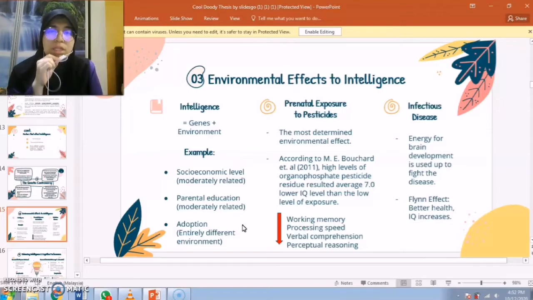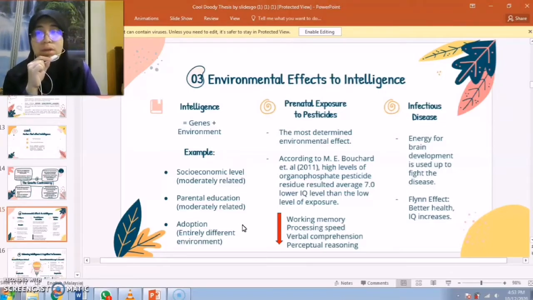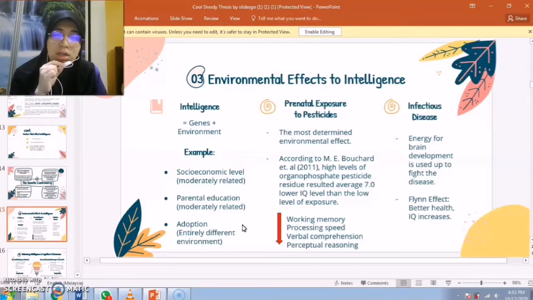So the third one is environmental effects on intelligence. Intelligence is the product of genes plus environment. It is affected by both genes and environment. For example, socioeconomic level is moderately related, because research found that if your socioeconomic level is high, then the children will also have a higher IQ level. But if not, they will have a lower IQ level. But socioeconomic level is not the main factor that affects IQ level.